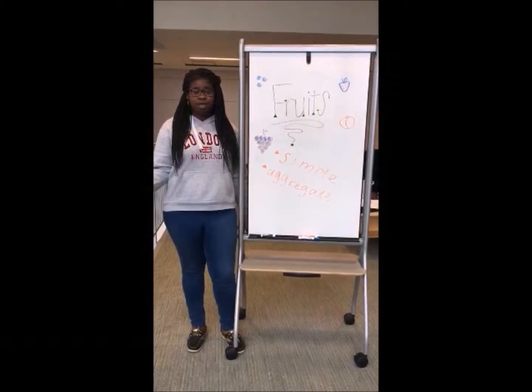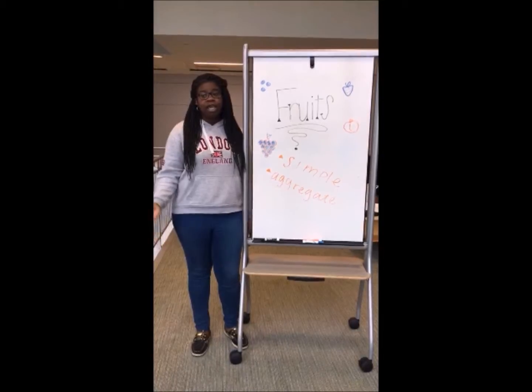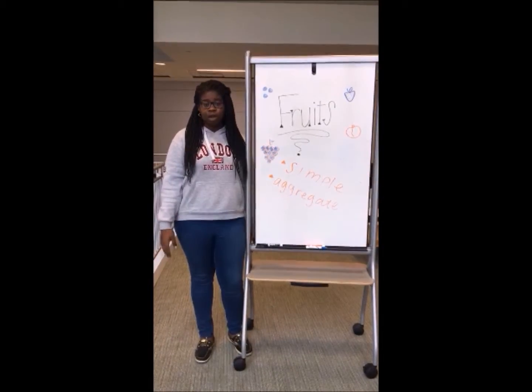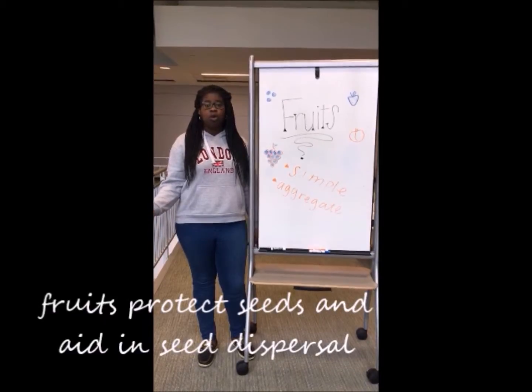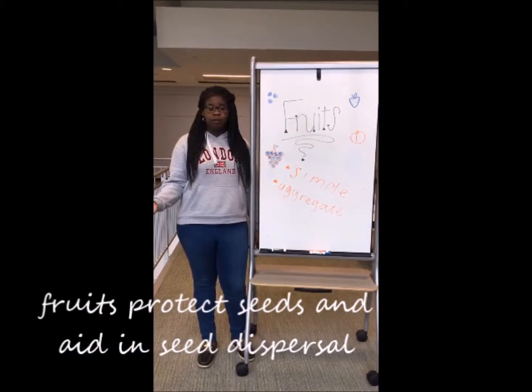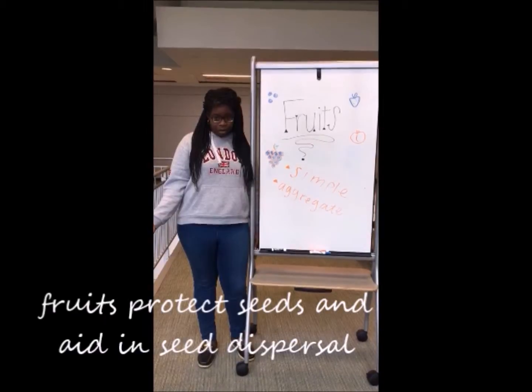Most of us just see fruits as food, but they're actually an ovary that has matured or ripened. Seed dispersal can happen with animals, wind, or water, but fruits help that process occur.